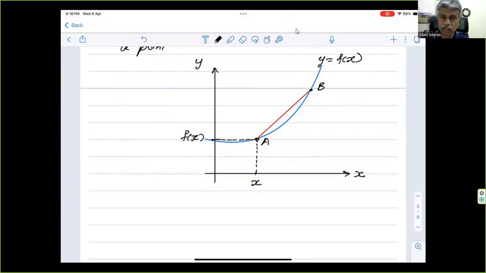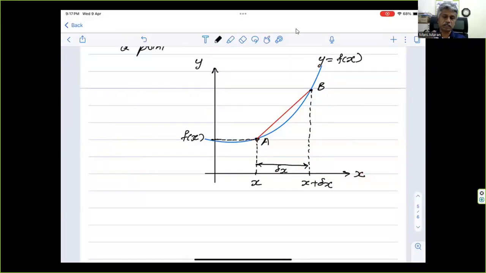And what is the x coordinate of B? So you draw a vertical line from B all the way until it touches the axis. And the horizontal distance from A to B is actually delta x. The distance delta x is from here to here. Because A is located at x, B is located at x plus delta x. So this point will be x plus delta x.